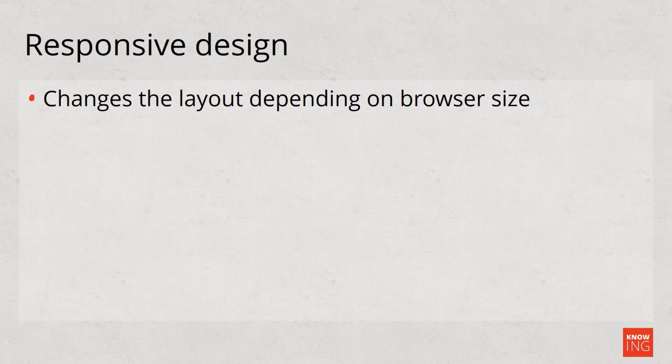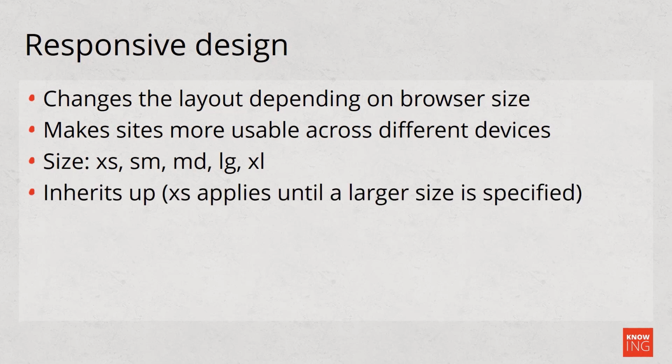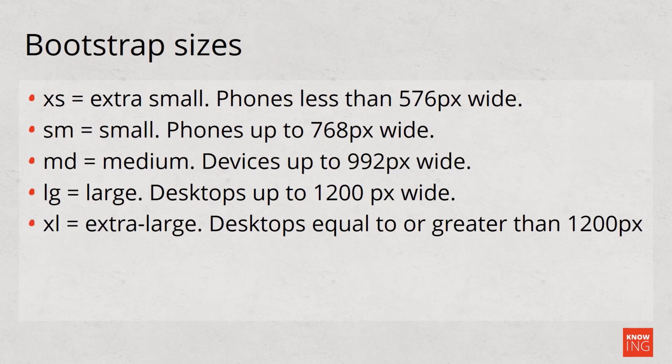You can use Bootstrap to change your layout depending on the browser size. There are 5 discrete sizes in Bootstrap 4: extra small, which is the default, small, medium, large, and extra large. It inherits up, so everything is extra small. So it doesn't actually use XS anymore, but it will inherit up from just the col until a larger size is specified and encountered.